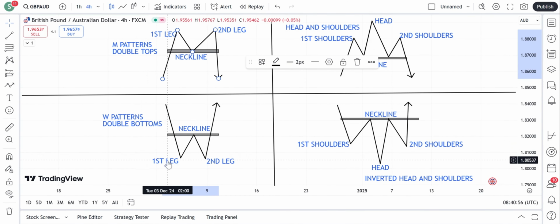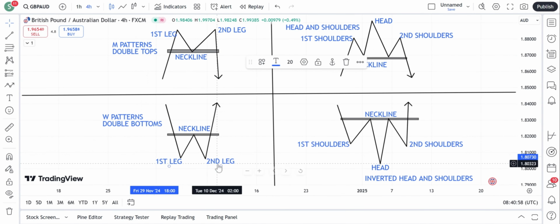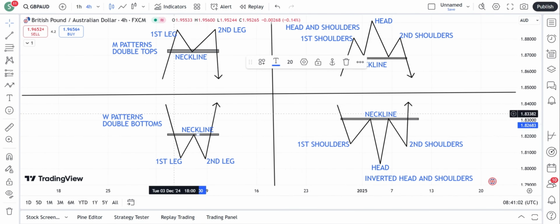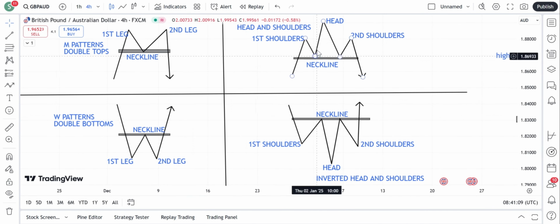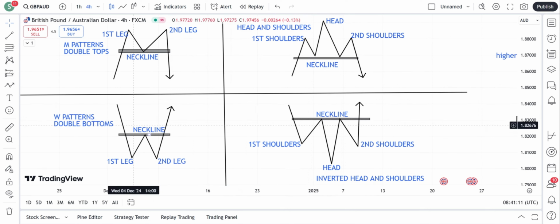Now, the W pattern, you can see this is the first leg, and we have the second leg. Now, this is the neckline. And immediately price breaks above here, the market moves upward. Also, we have the head and shoulder. So let's talk about how to make use of the W and M pattern.